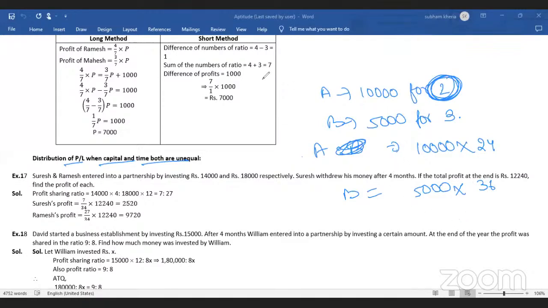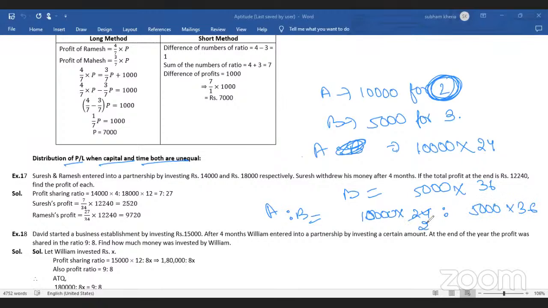Is this getting clear? Yes or no? जल्दी बताइए. A is investing 10,000 for 2 years. B is investing 5,000 for 3 years. So the ratio will be for A, 10,000 into 2 years converted to months, 24 months. And B will be 5,000 into 3 years, that is 36 months. A is to B will be 10,000 into 24 is to 5,000 into 36.